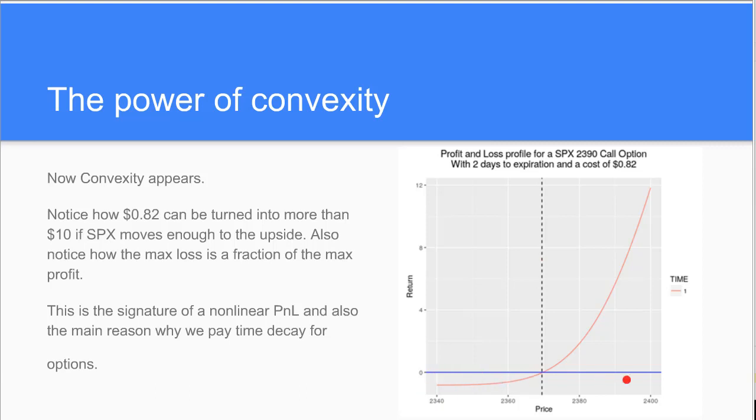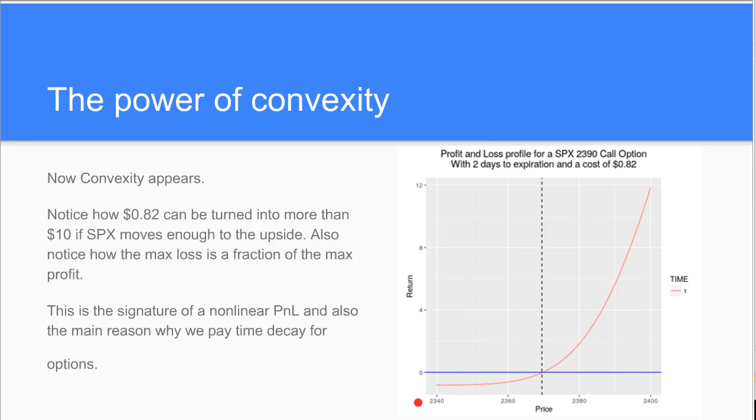The x-axis represents different levels of the underlying, which in this case is SPX. And the y-axis is the profit in dollars. This is real dollar profit. You can see that I created this chart a long time ago when the market was still at 2,390, or probably even lower. It was 2,370, and the option was for an out of the money call option.